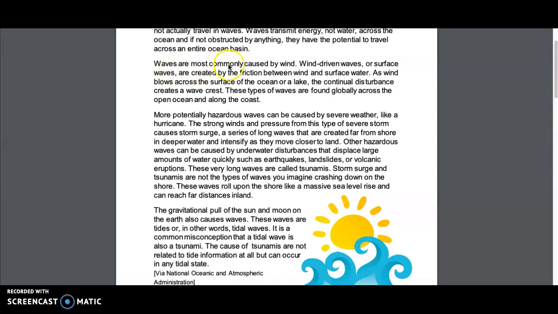Waves are most commonly caused by wind. Wind-driven waves, or surface waves, are created by the friction between wind and surface water. As wind blows across the surface of the ocean or a lake, the continual disturbance creates a wave crest. These types of waves are found globally across the open ocean and along the coast.